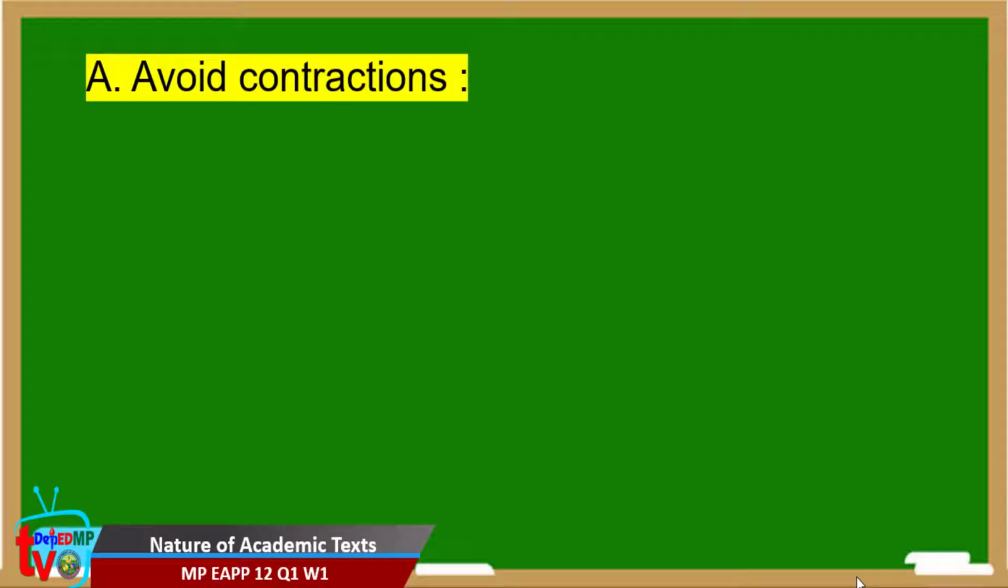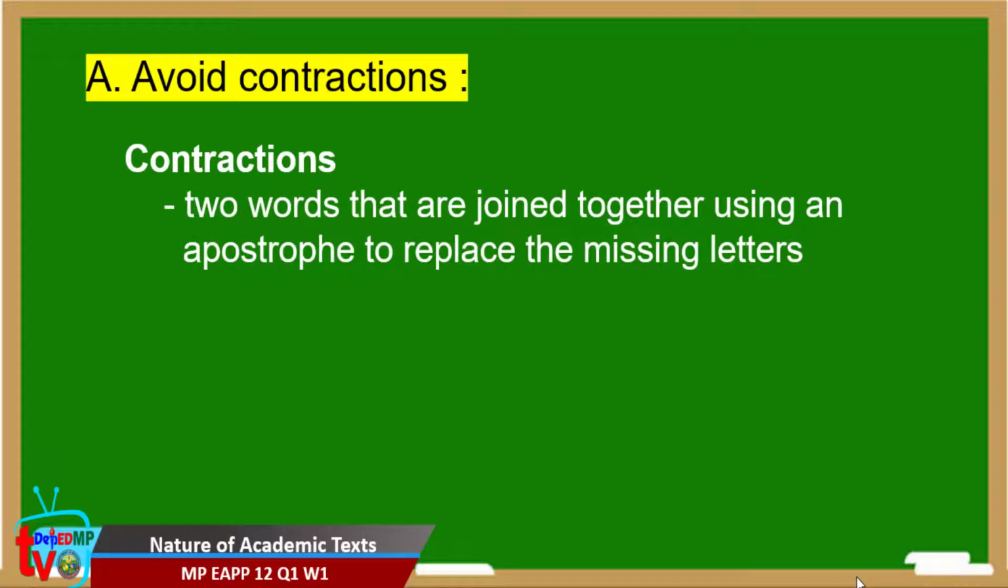As was said earlier, in writing academic texts or informal writing, we avoid contractions or abbreviated words. So what are these contractions? Contractions are two words that are joined together using an apostrophe to replace the missing letters. In academic writing, write the full form of the verb. Okay, so again, avoid contractions. Write or spell words out completely or in full rather than shortening them.